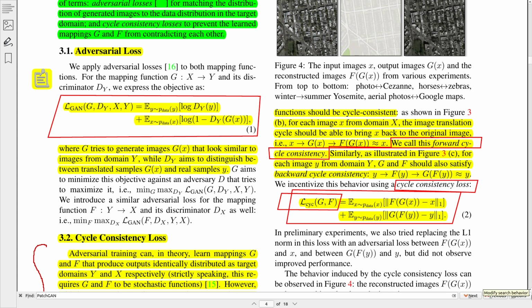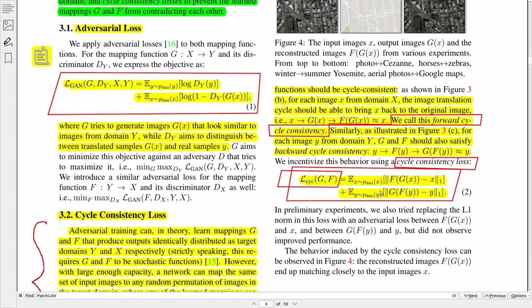The equation is very simple. They are basically calculating the L1 loss. F of G(X) should ideally be the original X, and if they are not, the difference, F(G(X)) minus X, is my forward cycle consistency loss. Similarly, for the backward cycle consistency loss, this is the second part: G of F(Y) should be equal to Y, but if they are not, that difference is my backward cycle consistency loss.